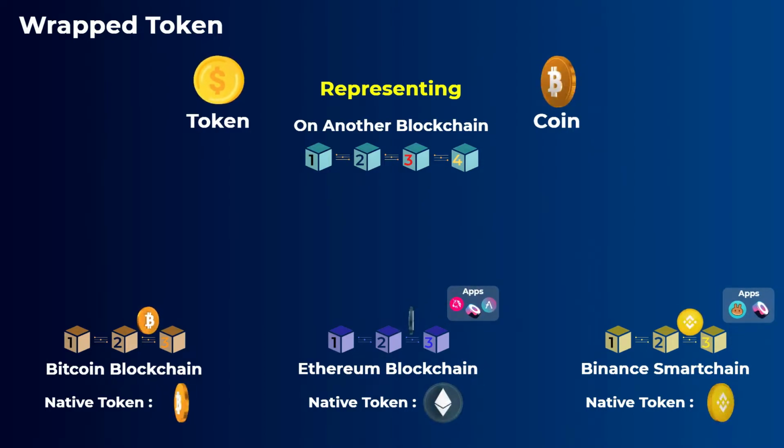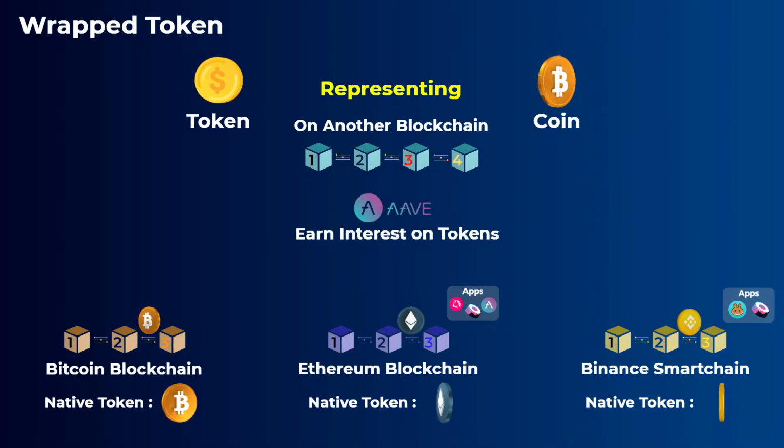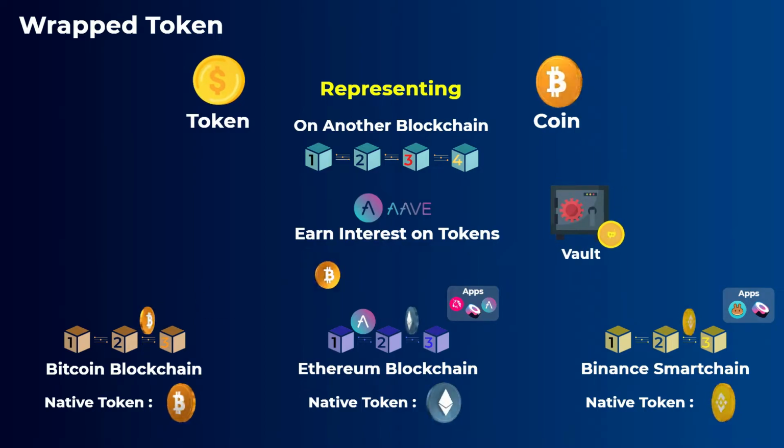In the example we talked about earlier, you had Bitcoin and you may have wanted to use an application like Aave. Aave is a DeFi application that lets you earn interest on your tokens, but it is running on the Ethereum blockchain, and you can't use your Bitcoins on the Ethereum blockchain. So to solve this problem, wrapped tokens can be used to represent Bitcoin on the Ethereum blockchain.